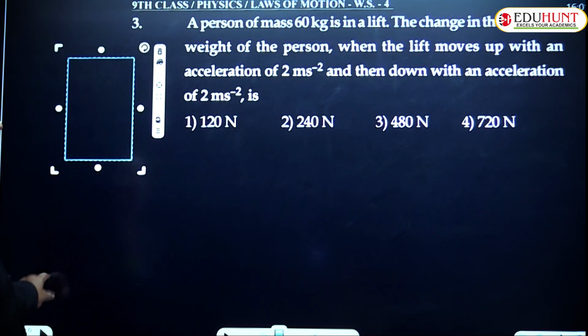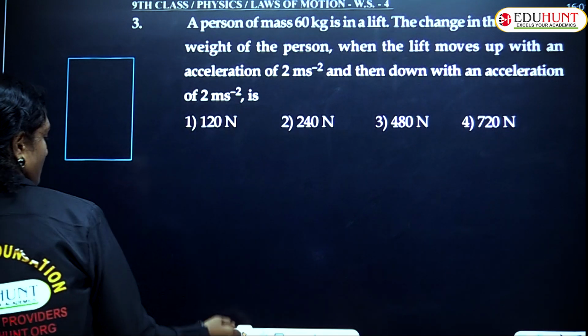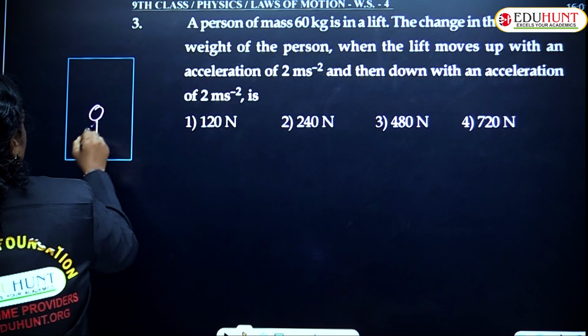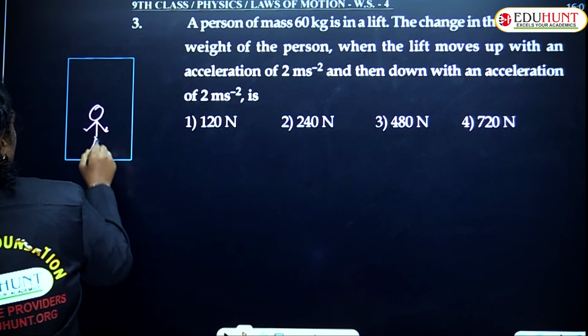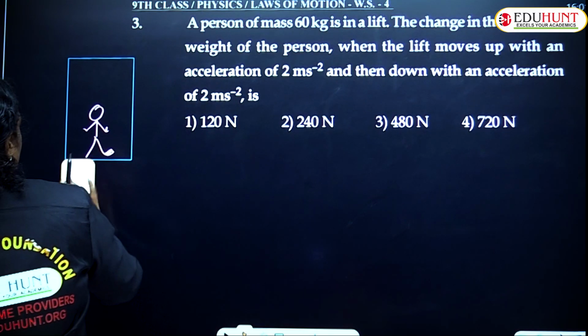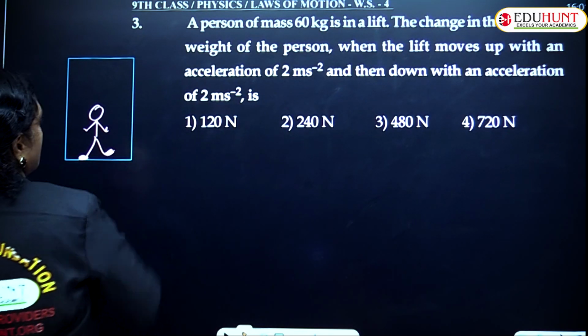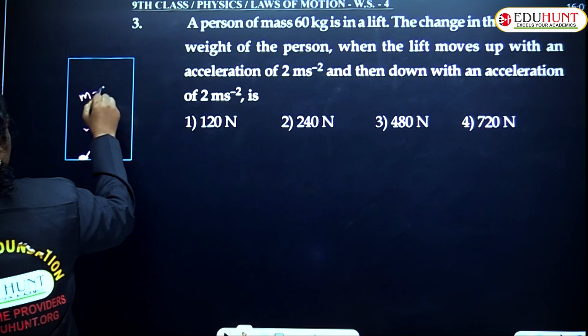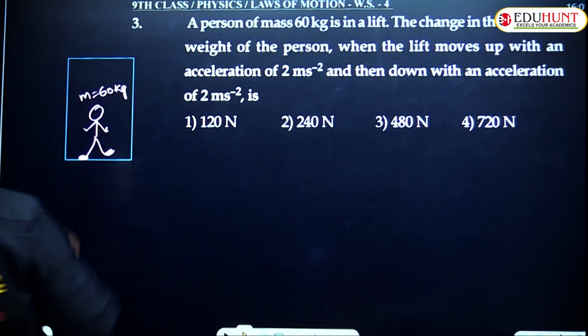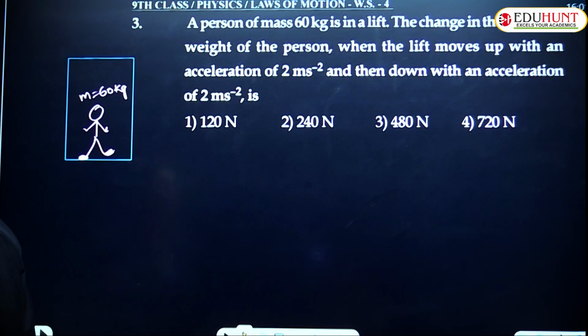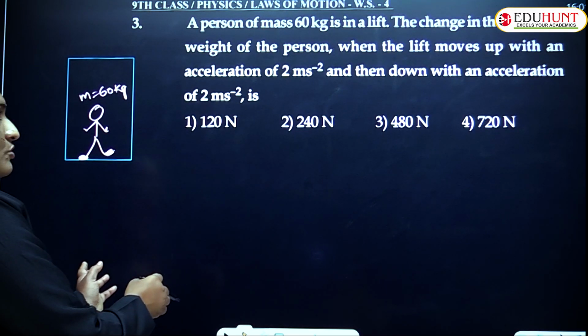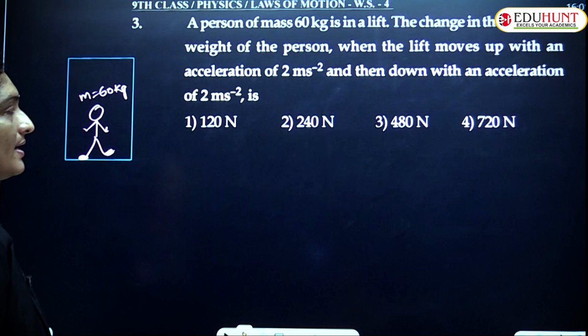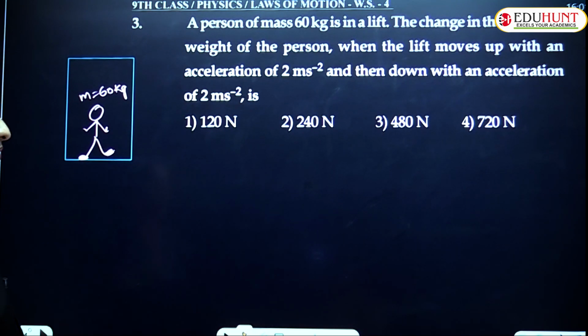Again, picturize a lift in which there is a person whose mass is given as 60 kg. The change in the apparent weight of the person when the lift is moving up with an acceleration of 2 meters per second squared and then down with an acceleration of 2 meters per second squared, the change you are asked to find out.